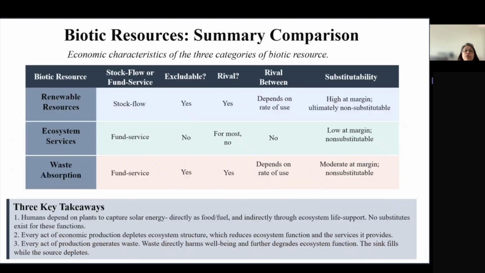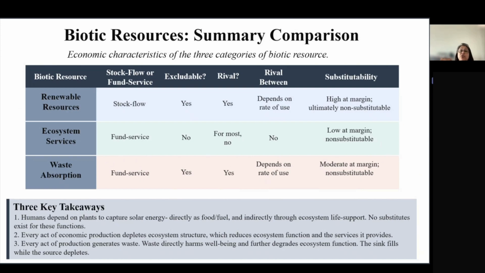Now let's move on to biotic resources, a summary comparison. Let me bring the three categories of biotic resources together as a key takeaway. If you remember, I mentioned that biotic resources are renewable resources and stock-flow resources. They are excludable and rival within a generation. Whether they are rival between generations depends entirely on the rate. Unfortunately, we have already made it rival between generations as well.